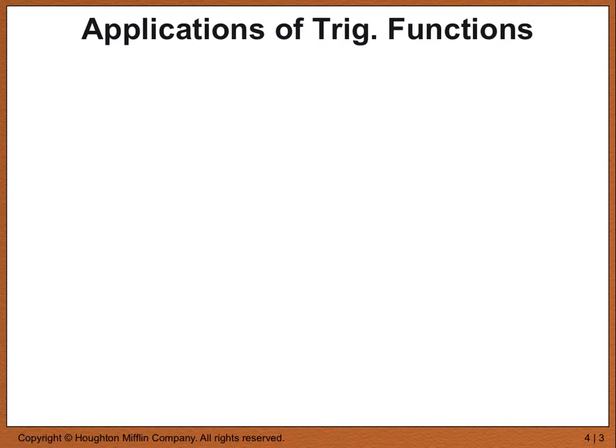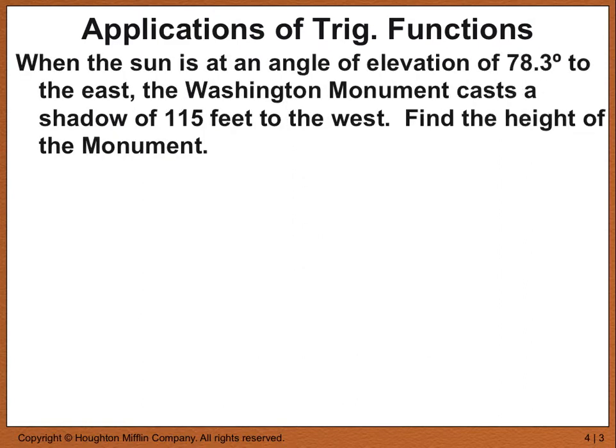Applications of trigonometric functions. Let's look at this first word problem. This is a typical trig word problem. And in Algebra 2, you might have done some simple problems like this, so this will probably be easy for you. When the sun is at an angle of elevation of 78.3 degrees to the east, the Washington Monument casts a shadow of 115 feet to the west. Find the height of the monument.